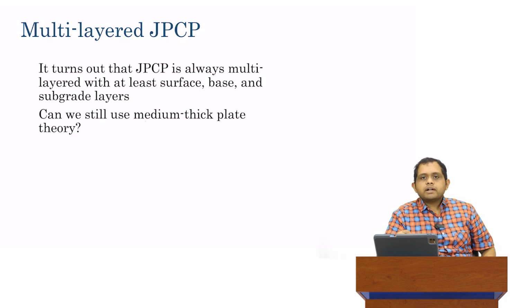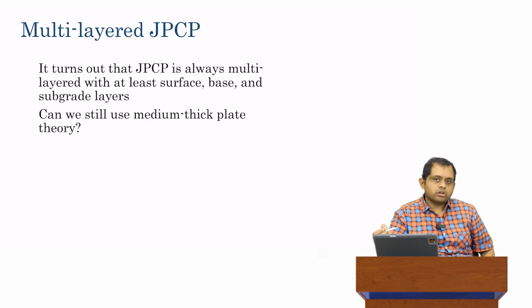Okay, so going back to the fundamental question which we're asking for today's lecture: since it turns out that JPCP sections are always multi-layered, you will have at least the surface layer and the base layer on top of a subgrade. You may also have a sub-base layer. Can we still use this medium thick plate theory?